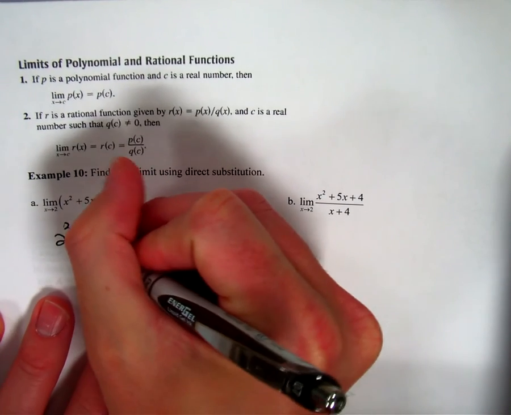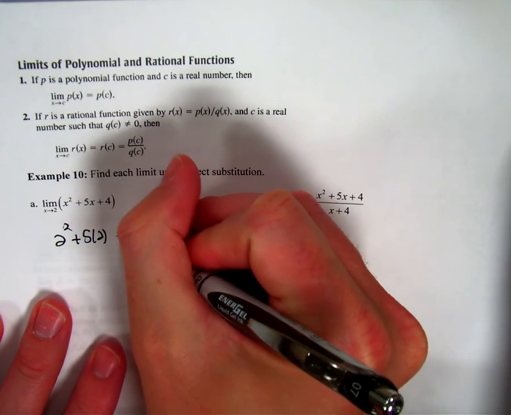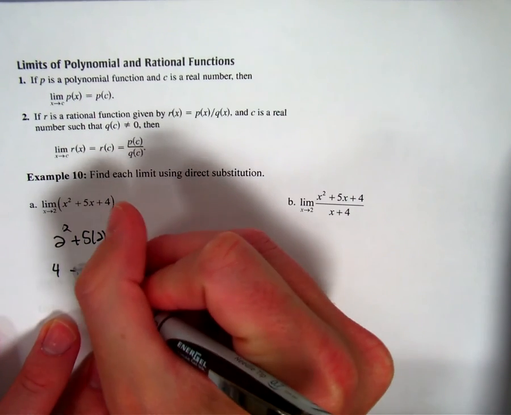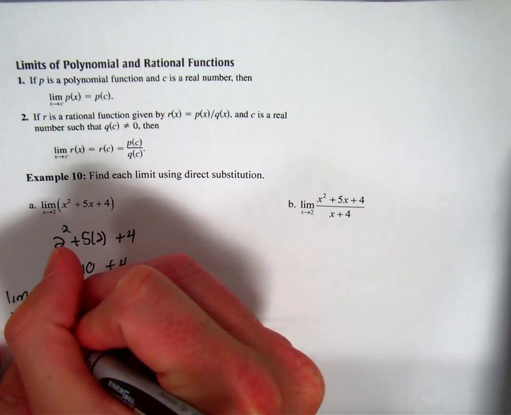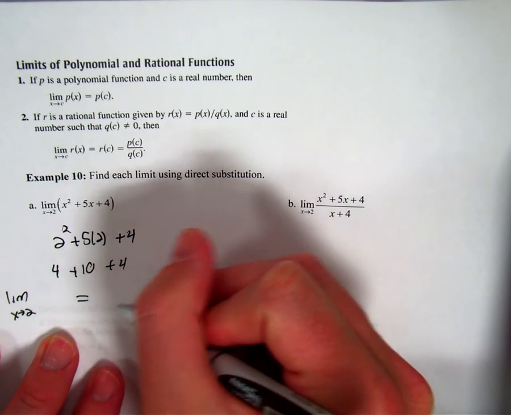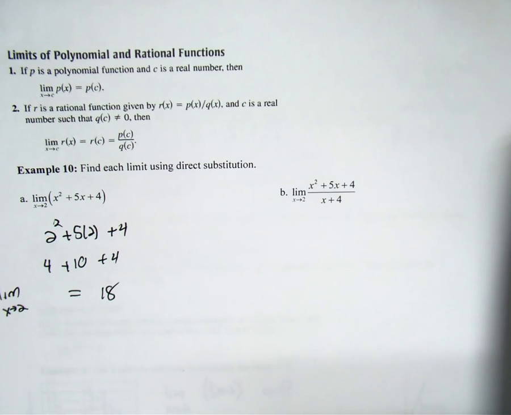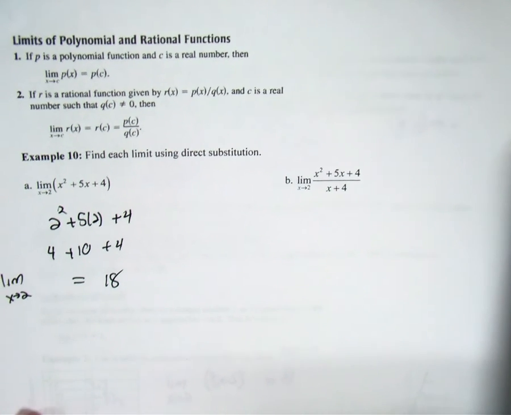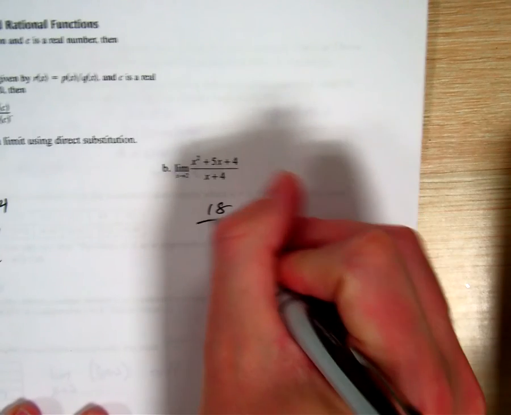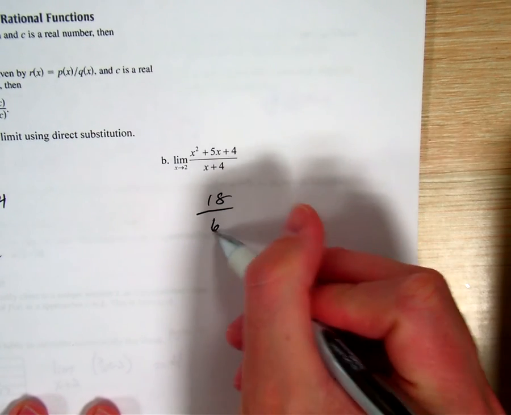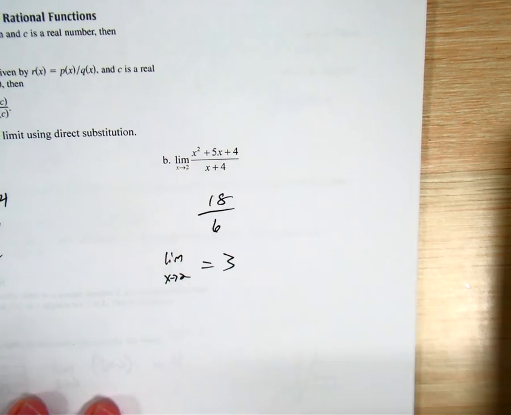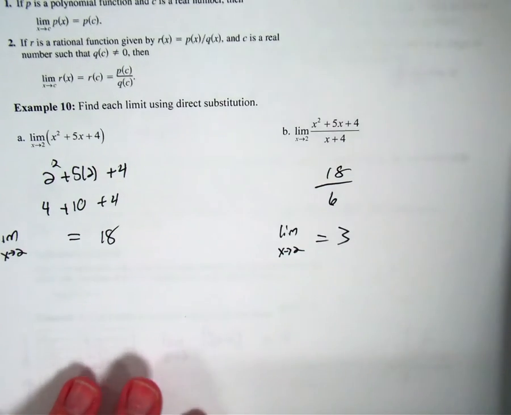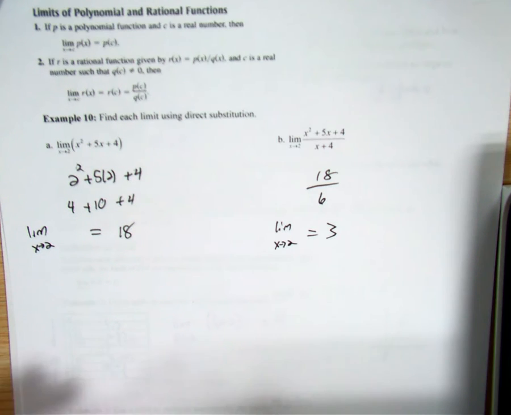So we're going to have 2 squared, 5 times 2, plus 4. So we got 4, 10, 4. The limit as x approaches 2 is going to be 18. And then on the other one, we have 18 on the top. That's the same one as we just had. 2 plus 4 is 6 on the bottom. And as we approach 2, the limit is 3. Okay? Again, relatively easy stuff today.